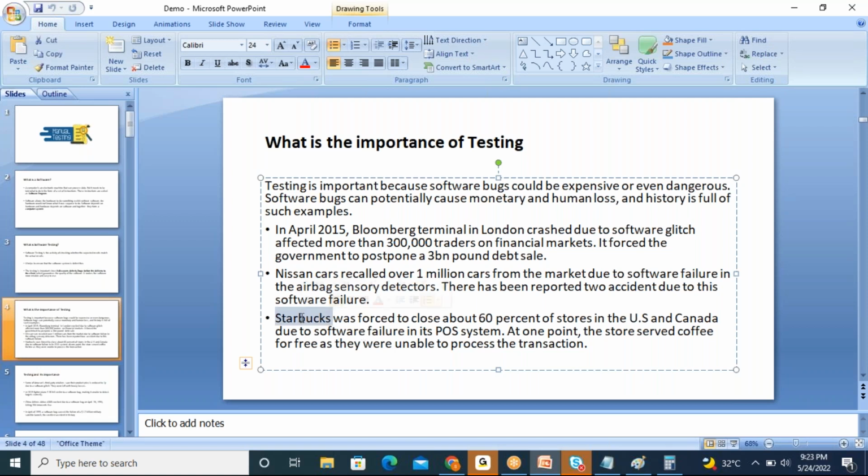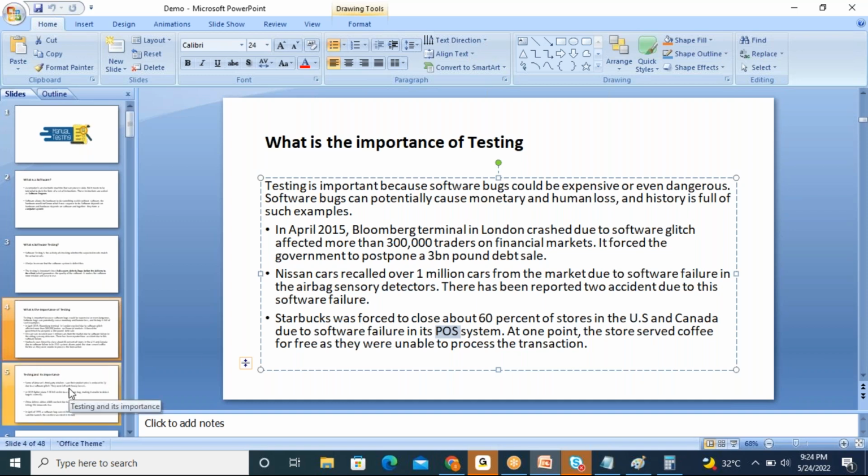See, Starbucks, we all know it's a famous coffee vendor. It was forced to close about 60% of stores in the US and Canada due to a software failure in its POS system. POS means point of sale, where we go to bill and pay for our purchases. At one point the stores served coffee for free as they were unable to process transactions. Due to some testing problem, POS systems were not working at all. So 60% of the stores in the US and Canada were closed, and a few stores served free coffee to customers.